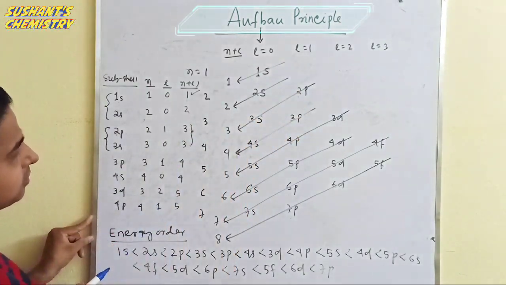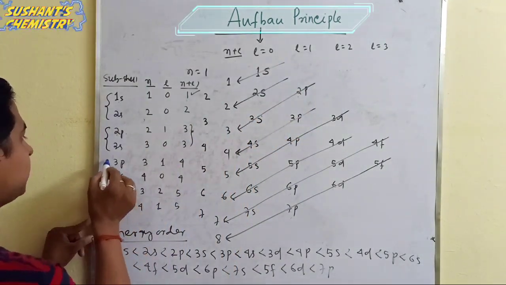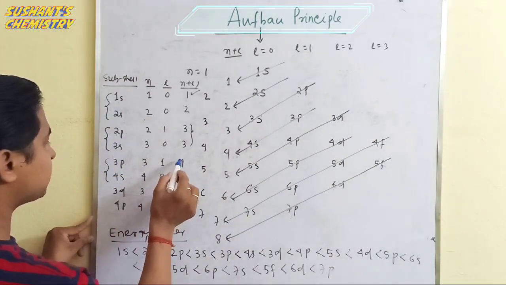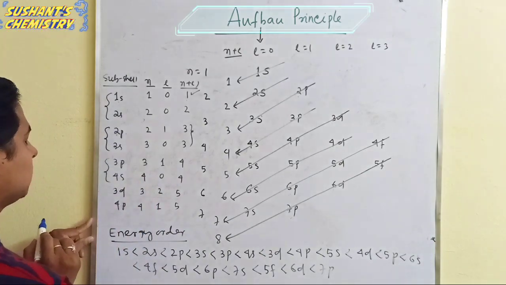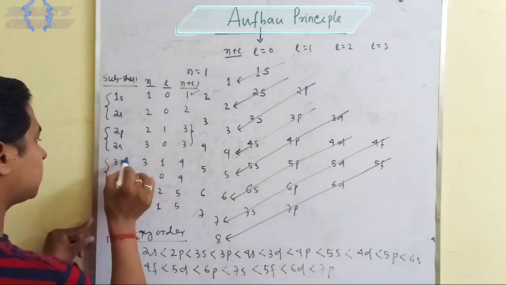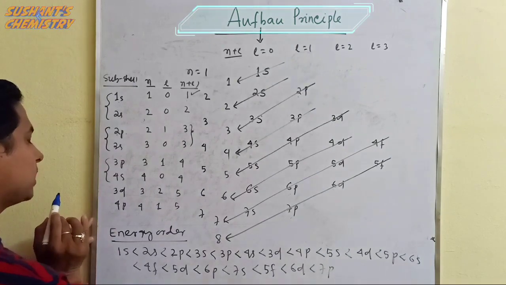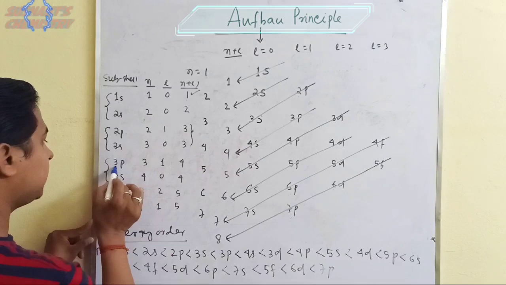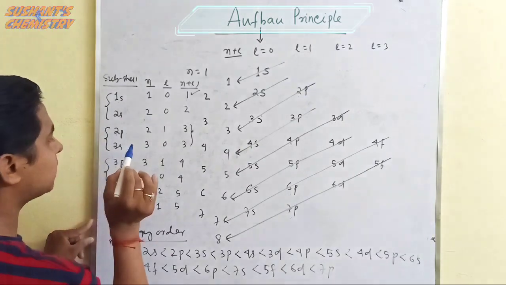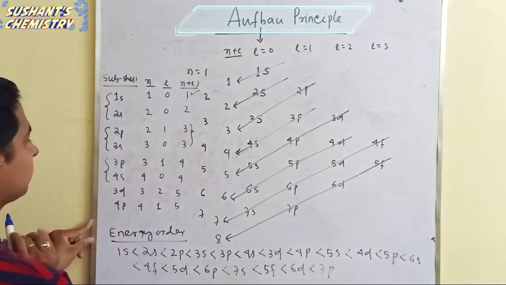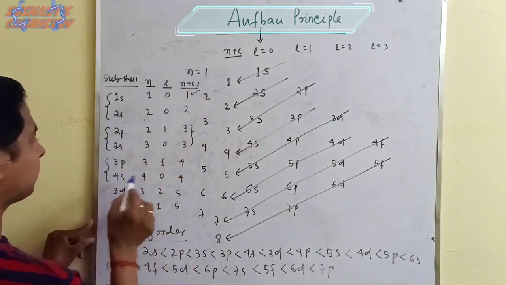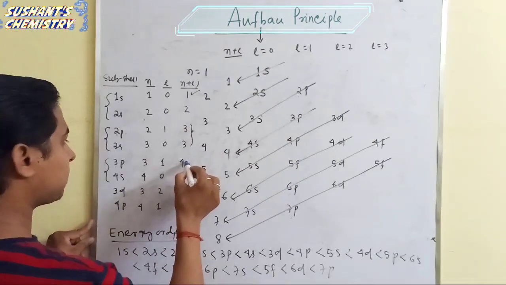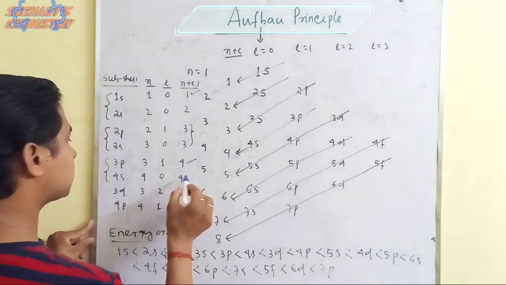Similarly, for 3p and 4s, the value of n plus l becomes 4 in both cases, but the energy of the 3p subshell is lower than the 4s subshell, because the value of n is lower in the case of 3p according to the n plus l rule, so the 3p subshell gets electrons before the 4s subshell.